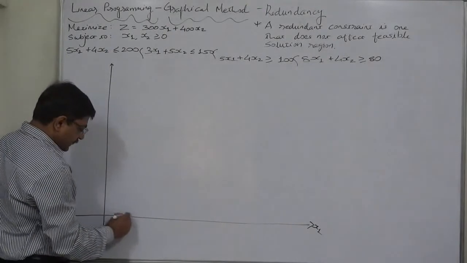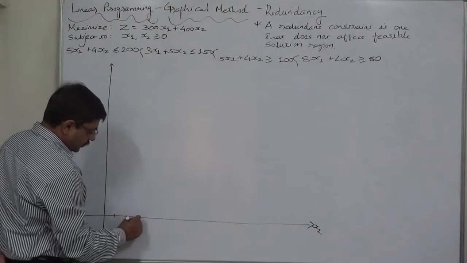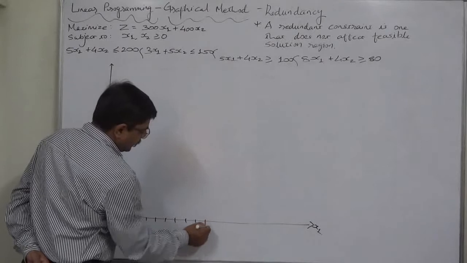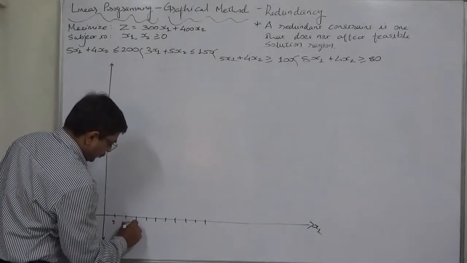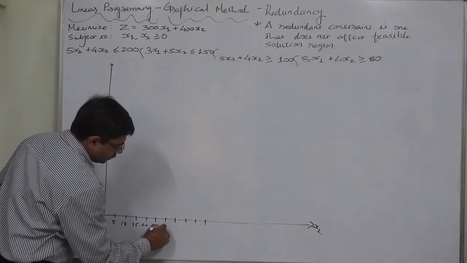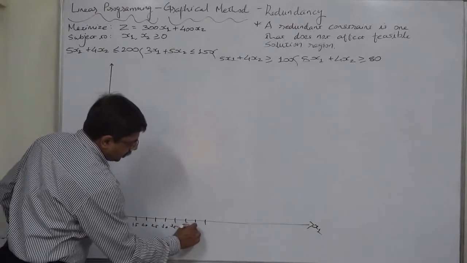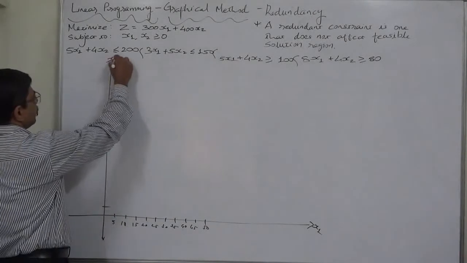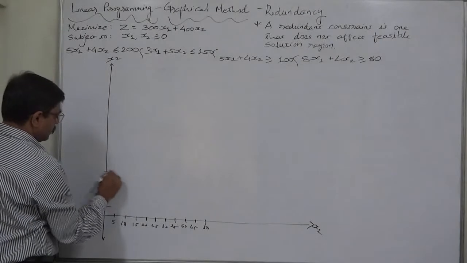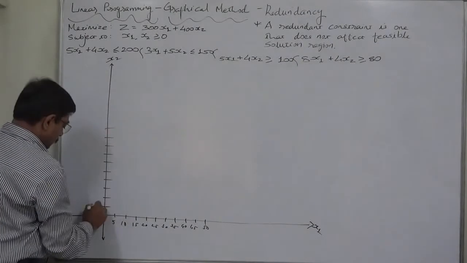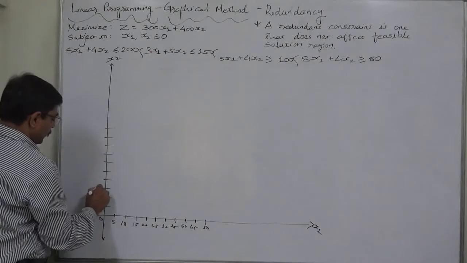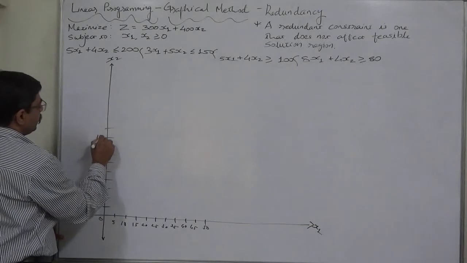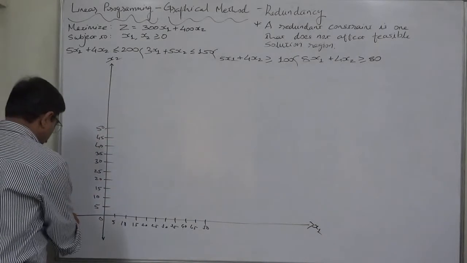We need 1, 2, 3, 4, 5, 6, 7, 8, 9 and 10. 5, 10, 15, 20, 25, 30, 35, 40, 45 and 50. And in the same way on the x2 axis, 5, 10, 15, 20, 25, 30, 35, 40, 45 and 50.